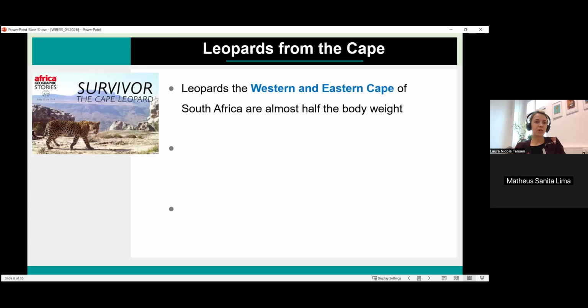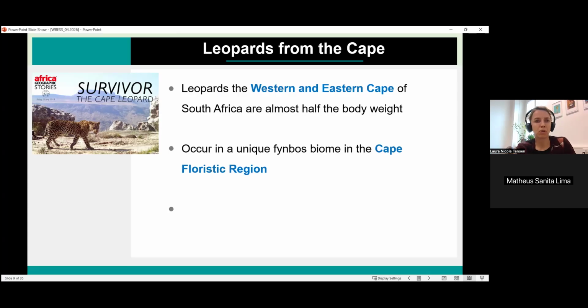So now I want to take you to quite a unique case study at hand. So this is leopards from the Western and Eastern Cape of South Africa. So this leopard was always known to be smaller than leopards up north, so about half the body weight of leopards in other areas of South Africa or the African continent. So these leopards from the Cape, some people call them the Cape leopards, they occur in the fynbos biome, in the larger what's called Cape floristic region, because it's known for its high diversity in plants.